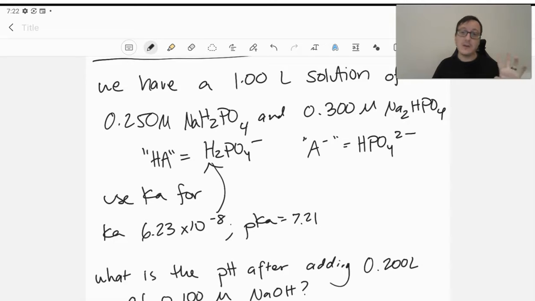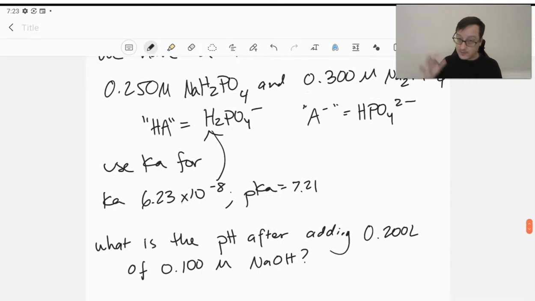Remember, HA, we kind of just write it as neutral, but it doesn't have to be. HA could be H3O+. Doesn't matter. Or it could be NH4+. Doesn't have to be neutral. The only difference is A minus has to have 1 less proton than HA. So as long as you get those right, always use your Ka for your HA species, the protonated form.